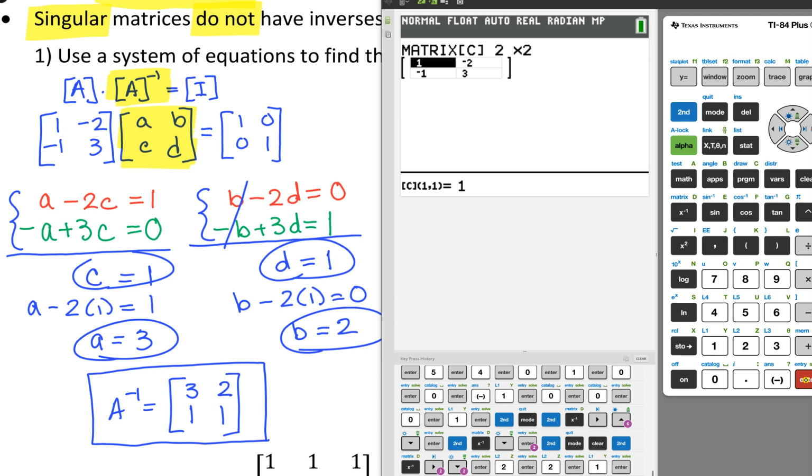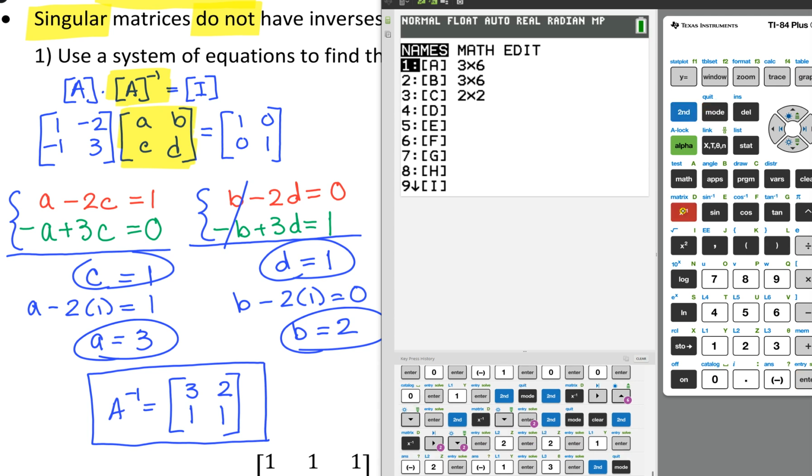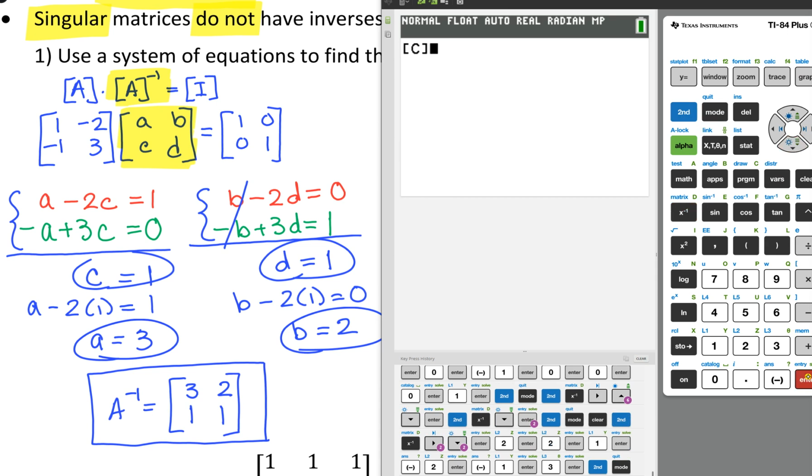Now I want to find the inverse. So if I quit out of here, I can go to my matrix menu, and I'm just going to choose matrix C, that I used, so there's my matrix. And then the key that has the matrix on it also is the inverse key. So if I just do C inverse, press enter, I can see that that answer matches the value that I calculated. So that's how you can do an inverse on your calculator.